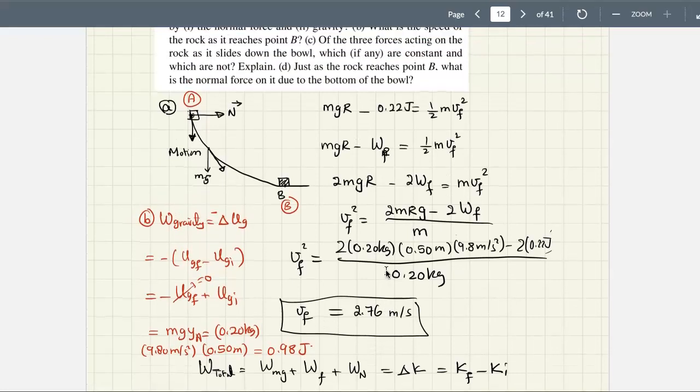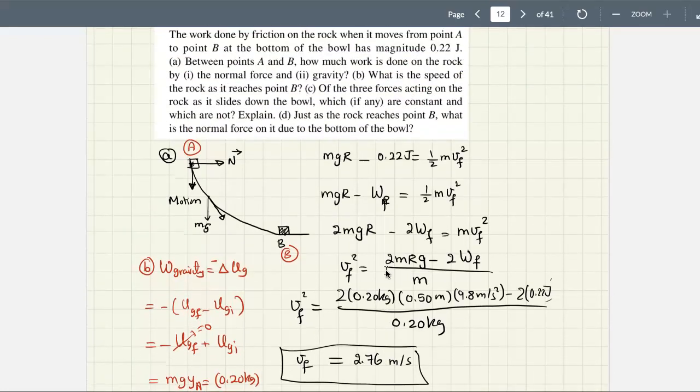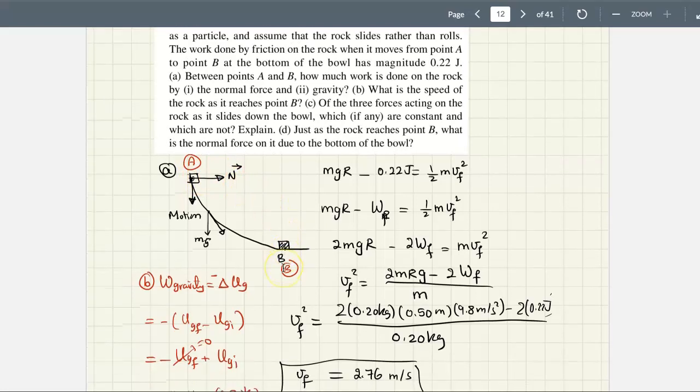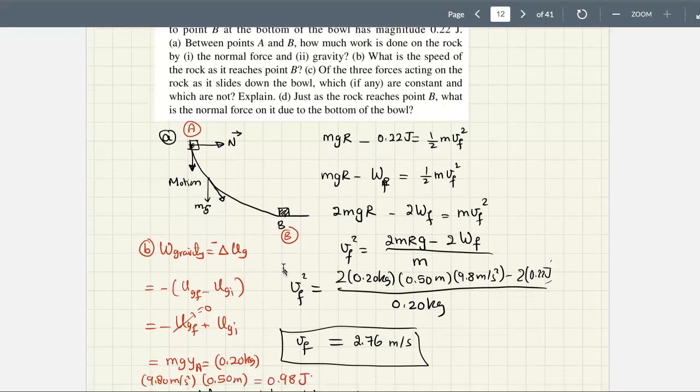Okay, then at point A here, how much work is done by the normal force? I will say here we're gonna find that the normal is gonna be 0, and here the work done is gonna be the maximum.